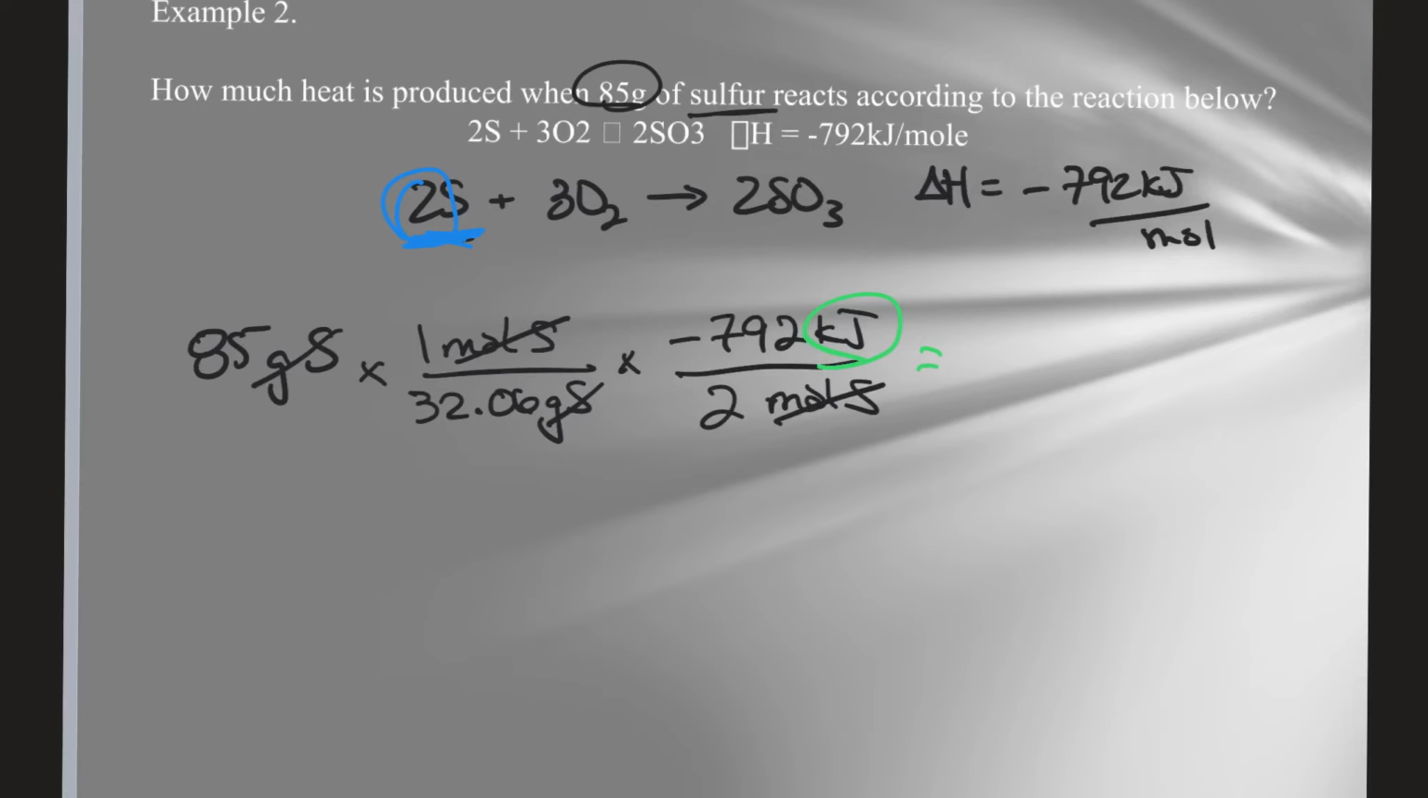Then all you have to do is plug this into the calculator. When you plug this in, you should get negative 1049.9 kilojoules. That's how much energy is produced in this chemical reaction. All right, so that's thermodynamics.